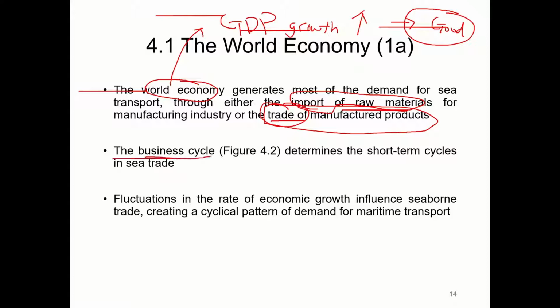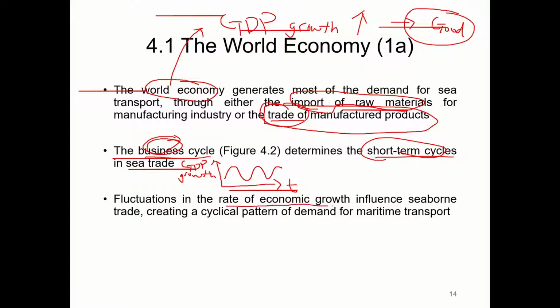So here we say that the business cycle determines the short-term cycles in sea trade. Business cycle here refers, we are trying to plot the world economy measured by GDP growth over time. Right? You'll notice that the business cycle is also cyclical in nature, just like the shipping cycle. They are very much the same. So the business cycle will represent the short-term cycle. So fluctuations in the rates of economic growth influence seaborne trade, creating a cyclical pattern of demand for maritime transport.